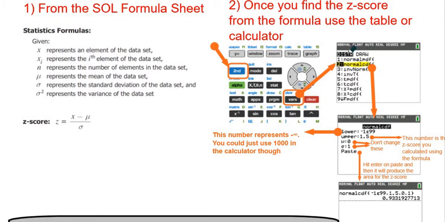Unfortunately, Casios don't really have this CDF. It doesn't have a distribution menu, though there may be a newer one that does. At least the ones that I've seen don't, but I'm sure eventually they'll have one.